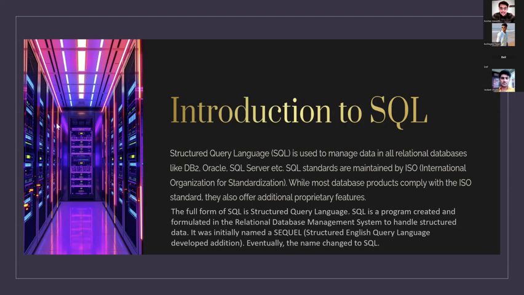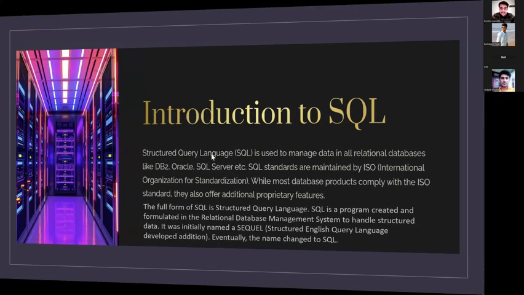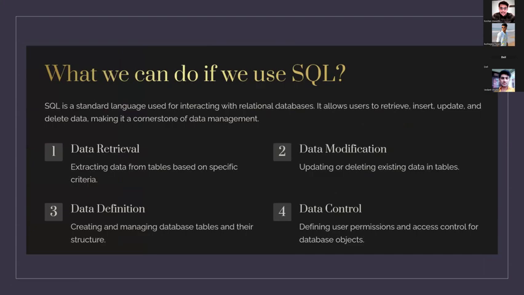Here you can see I have included one picture also. This is how databases physically look. Here you can see this is a server hub. Next is what we can do if we use SQL. What are the properties that SQL will provide us? SQL will make it easy for us to connect to and retrieve our data from a database. Here I have written some points.